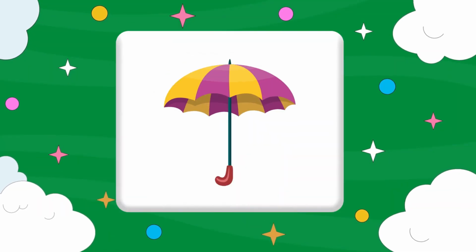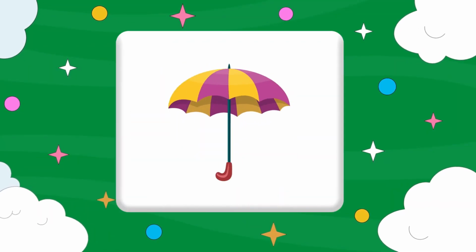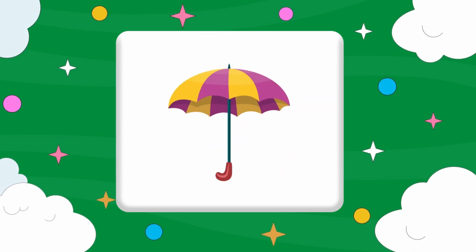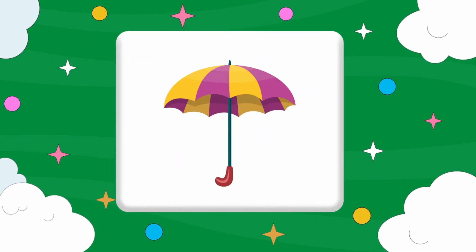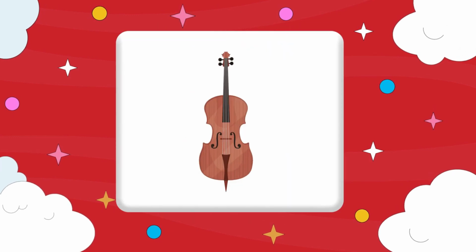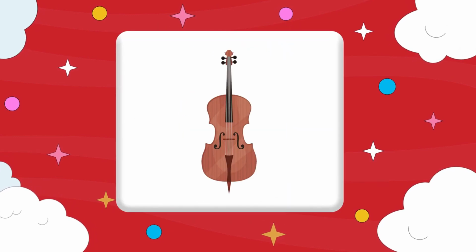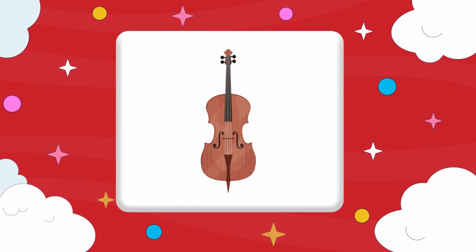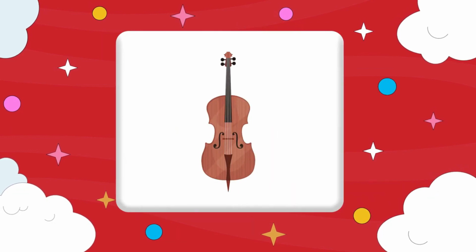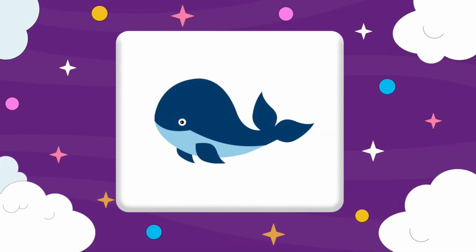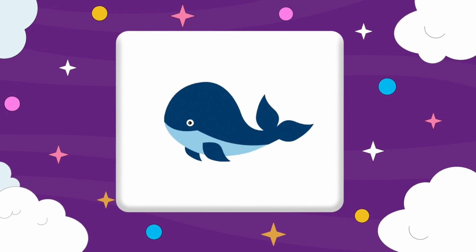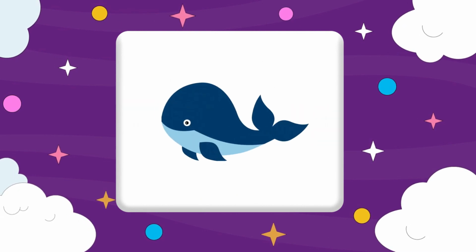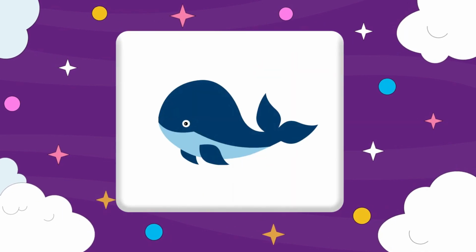U is for umbrella, umbrella. V is for violin, v, v, violin. W is for whale, w, w, whale.